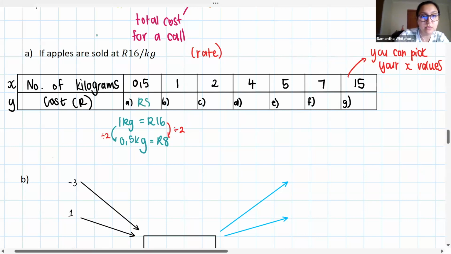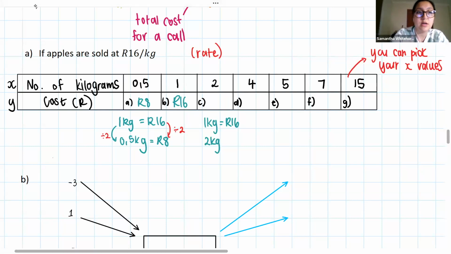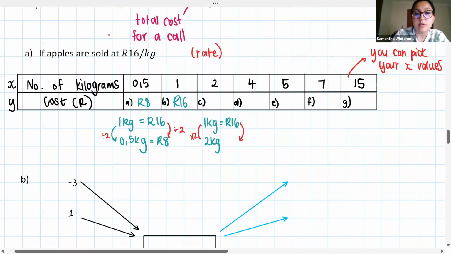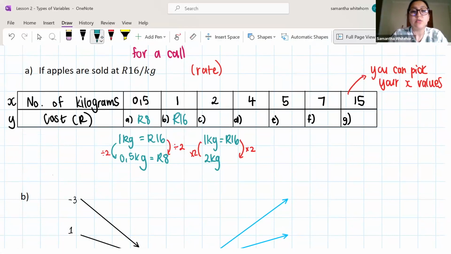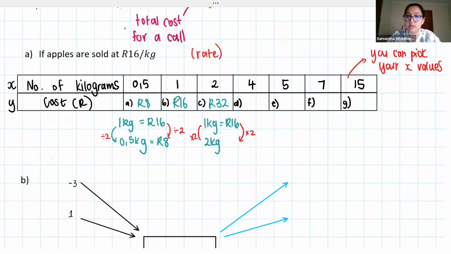Okay. And the same question can then be asked when we start to move up. Now, 1 kilogram we already know is 16 Rand. But now if we talk about 2 kilos, I want to get to 2 kilograms. The question I ask myself is, how do I go from 1 to 2? Well, I times by 2, which means I need to times 16 by 2 as well. Because this is a rate and it needs to go in proportion, we're able to get these values. So 2 kilos is 32 rand.